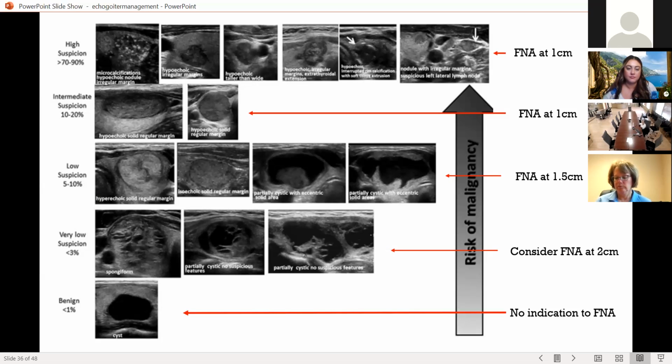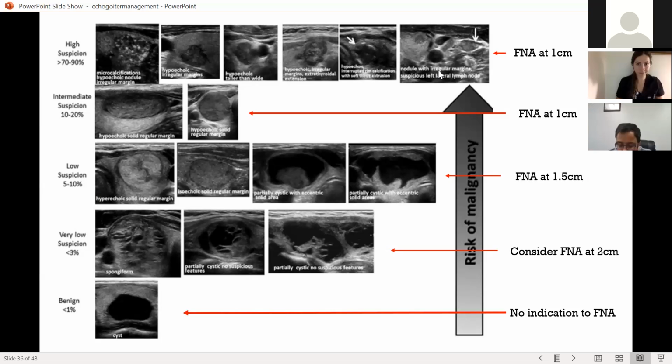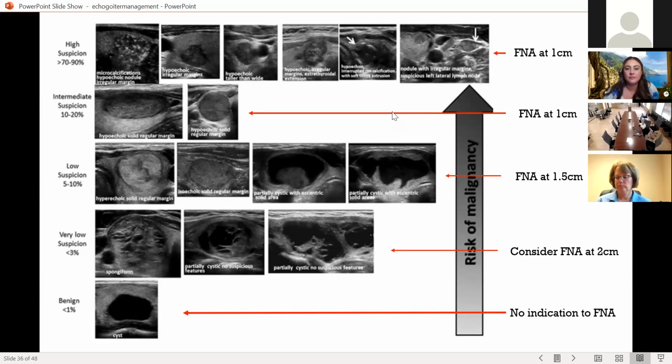Then if you go up to the top row, just to not belabor this point, you'll see very high suspicion looking nodules. And again, it's not a guarantee that there is cancer in there, but these are the nodules that just on their appearance have the highest chance of having a malignancy in them, 70 to 90%. So these we would biopsy at a smaller size, 1 centimeter or bigger, and it's recommended that you biopsy it, not just consider biopsying it.